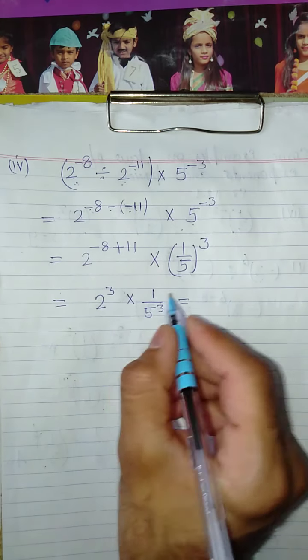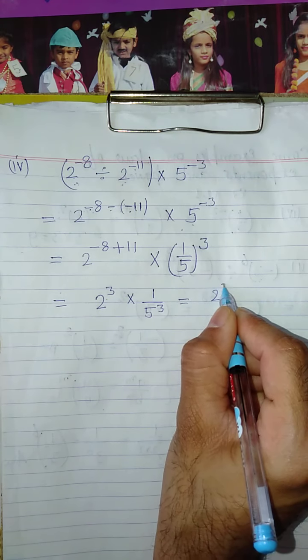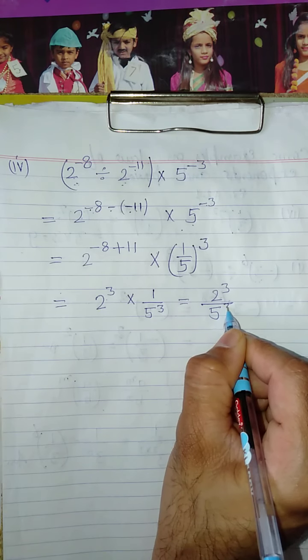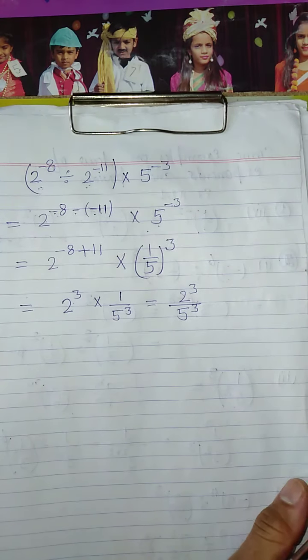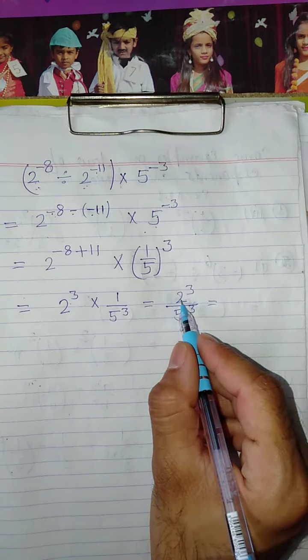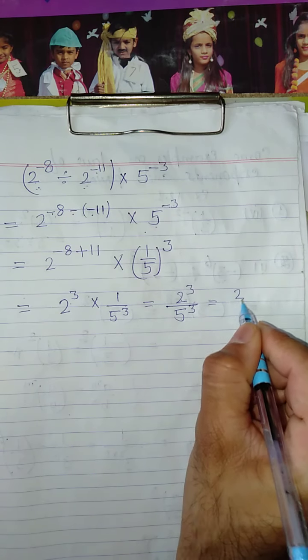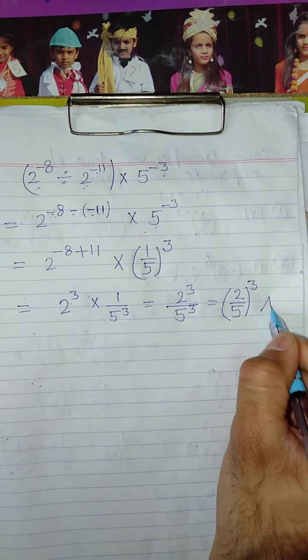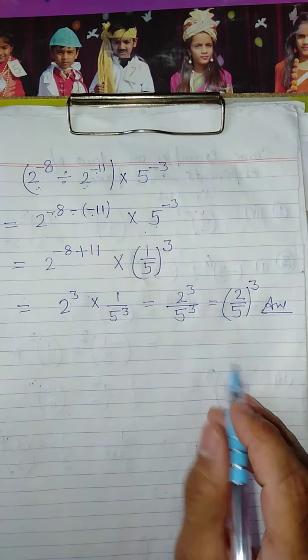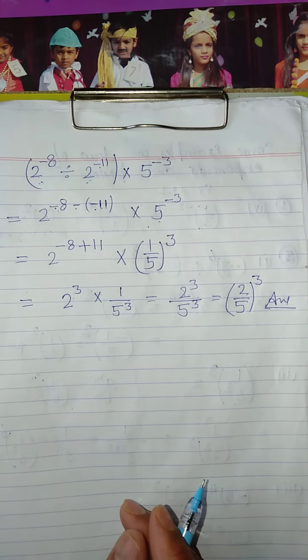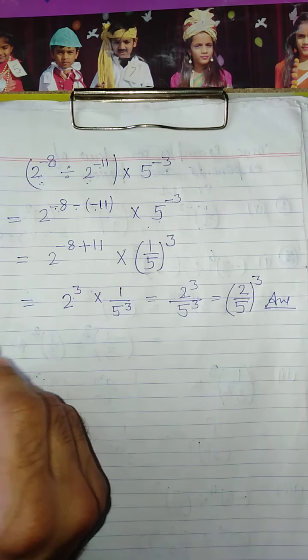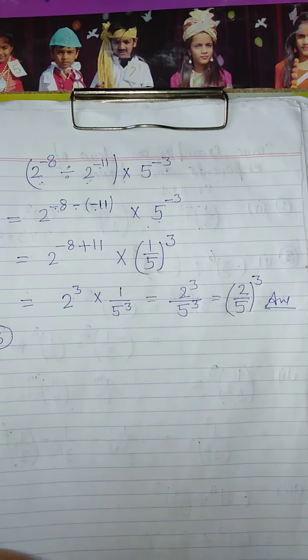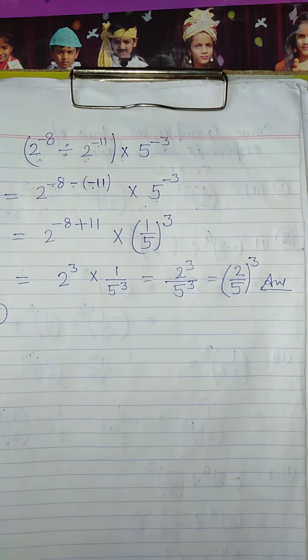So this will be equal to 2 power 3 upon 5 power 3, right? So can we write like this? A power m, b power m. So here this will be equal to 2 upon 5 whole power 3. This is your answer. Like this, try to solve rest also. Next one, question number 3. In this one also some questions I will solve, and you will try from your side, right?